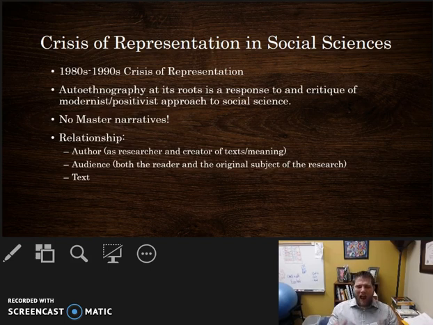And then the text, the actual words on the page, whether it's a digital document or a printed document, whatever it is. There's a relationship between these three. And before the crisis of representation, this idea of a relationship wasn't around. The researcher was all about getting their research, writing it, and getting it sent out. There wasn't even much of a relationship between the author and the text in the way that there is now. It was there, but not like there is now.